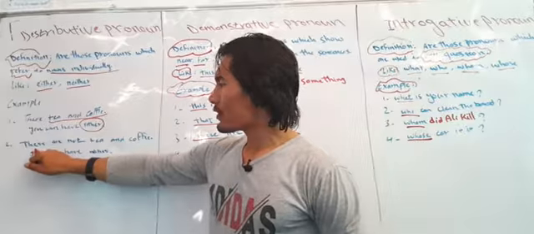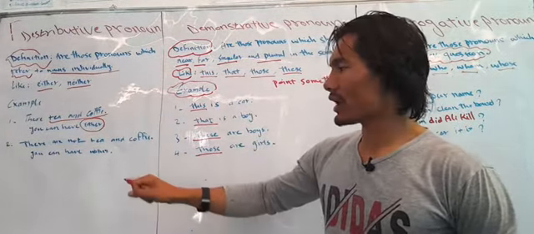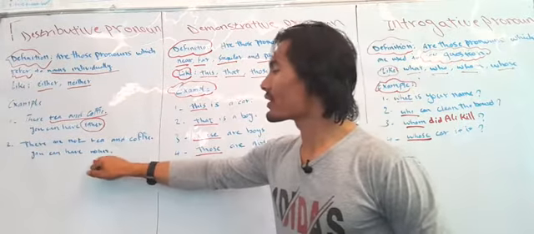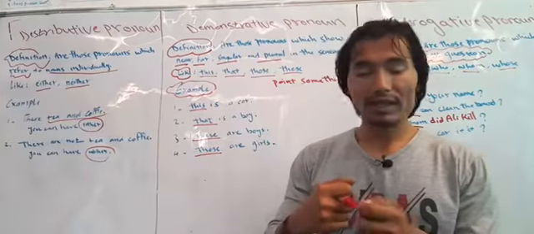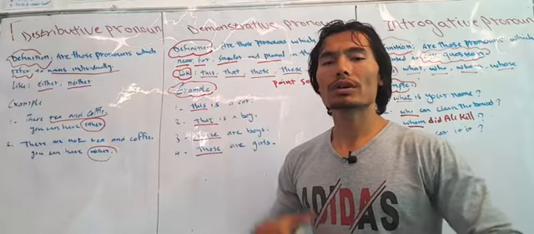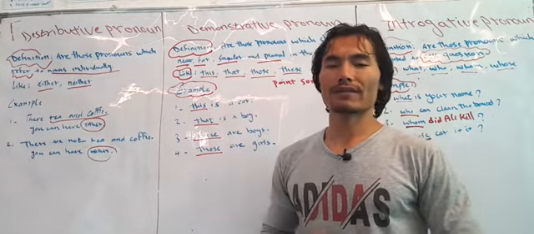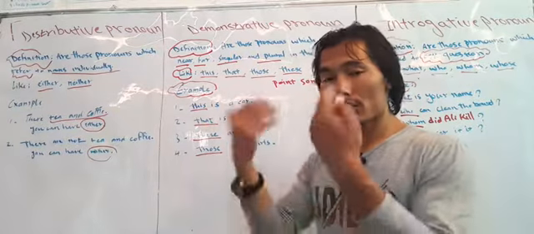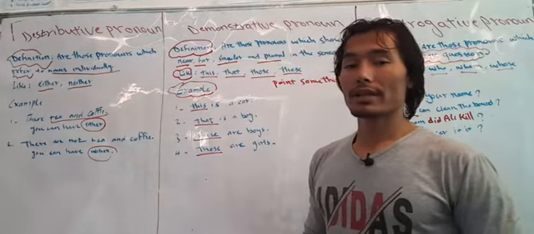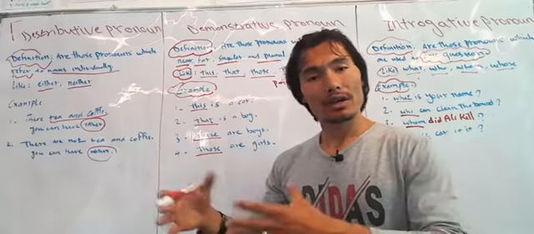Number two, there are not tea and coffee. Okay? You can have neither. You cannot have tea or coffee. Okay? Neither shows you cannot have. You can drink tea or coffee. Number one, either shows positive thinking, and neither is a kind of negative.